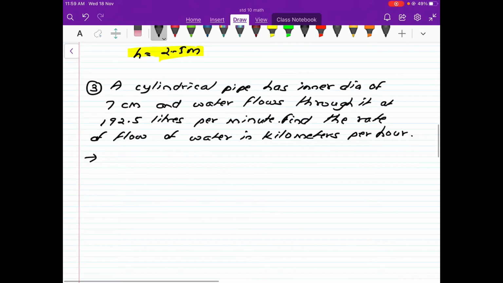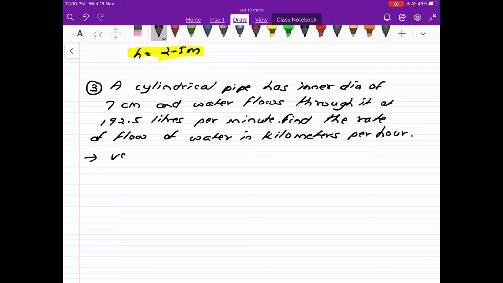Now we come to some interesting sums called the flow of water. Here also we have to equate the volume, but just see the first sum. A cylindrical pipe, third sum of this video. A cylindrical pipe has an inner diameter of 7 centimeters and water flows through it at 192.5 liters per minute. Now it is liters per minute. We have to convert the flow into kilometers per hour. So how do we do it? This is a sum based mostly on conversions.